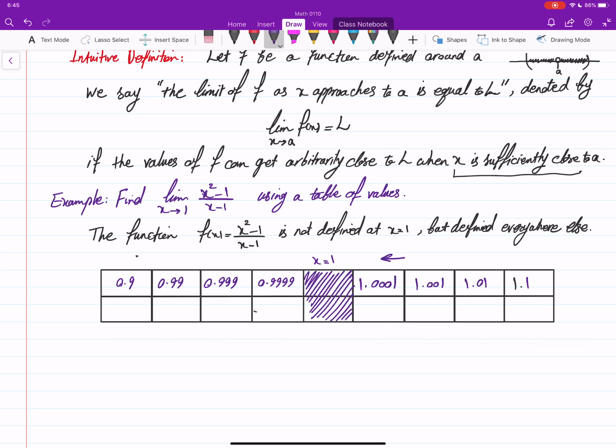This is a good point. You can pause the video and try to complete this table for the values of f of x by plugging in the values there. What you will see is that the value of the function at 1.1 is 2.1. Pause the video, do it, find the limit yourself, and then you can check the limit that I found here. The value of the function at 1.01 is 2.01, then 2.001, 2.0001. Here would be 1.9, 1.99, and so on.